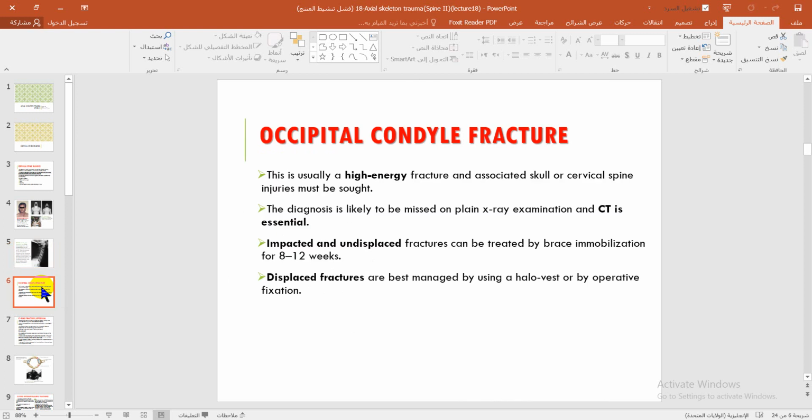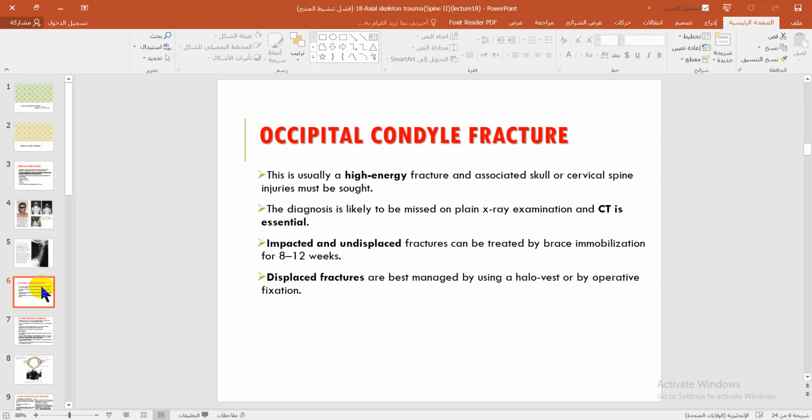Now we start region by region of injury of the cervical spine. First one is the occipital condyle fracture. As you know, the skull articulates with the atlas by the occipital bone through its 2 condyles. This is usually a high energy fracture associated with skull or cervical spine injury, and it occurs when the head is hit by a heavy object from above and so on.